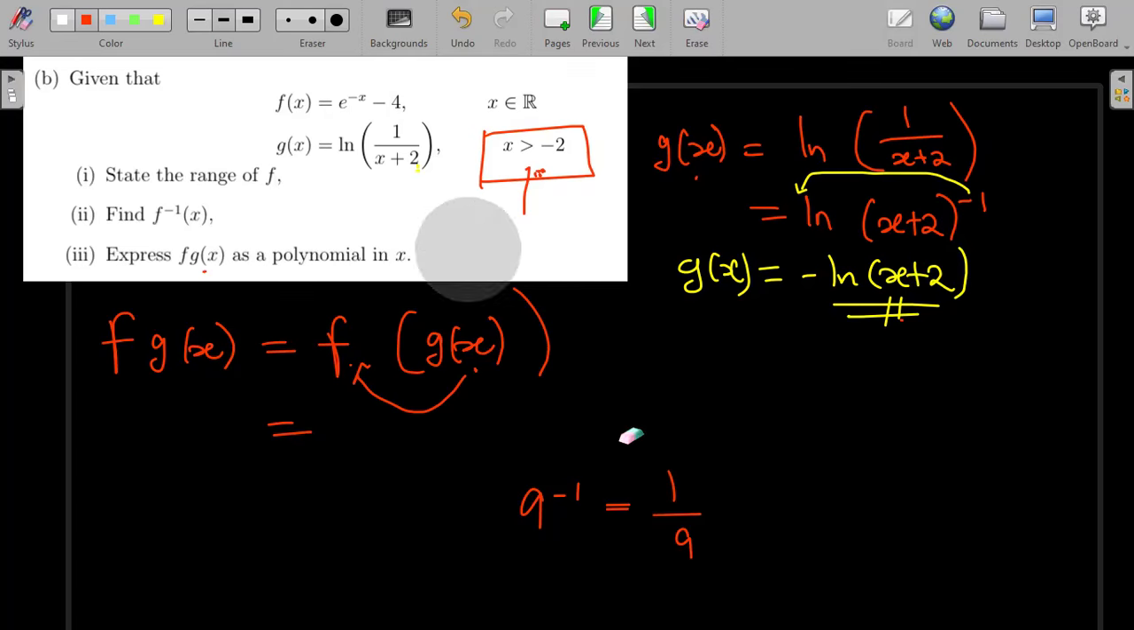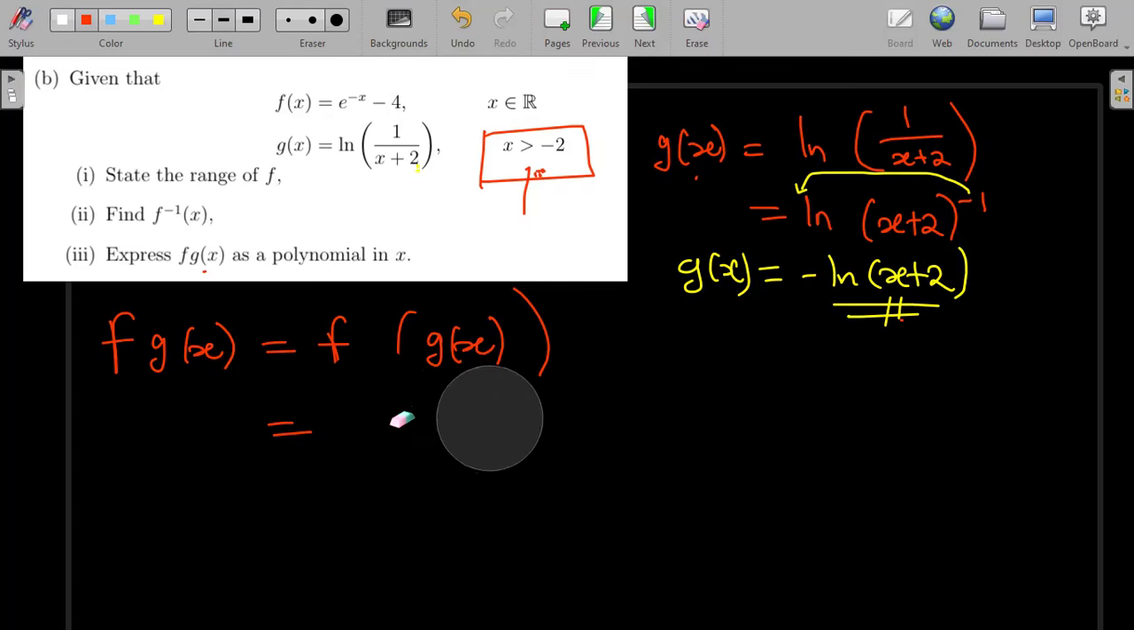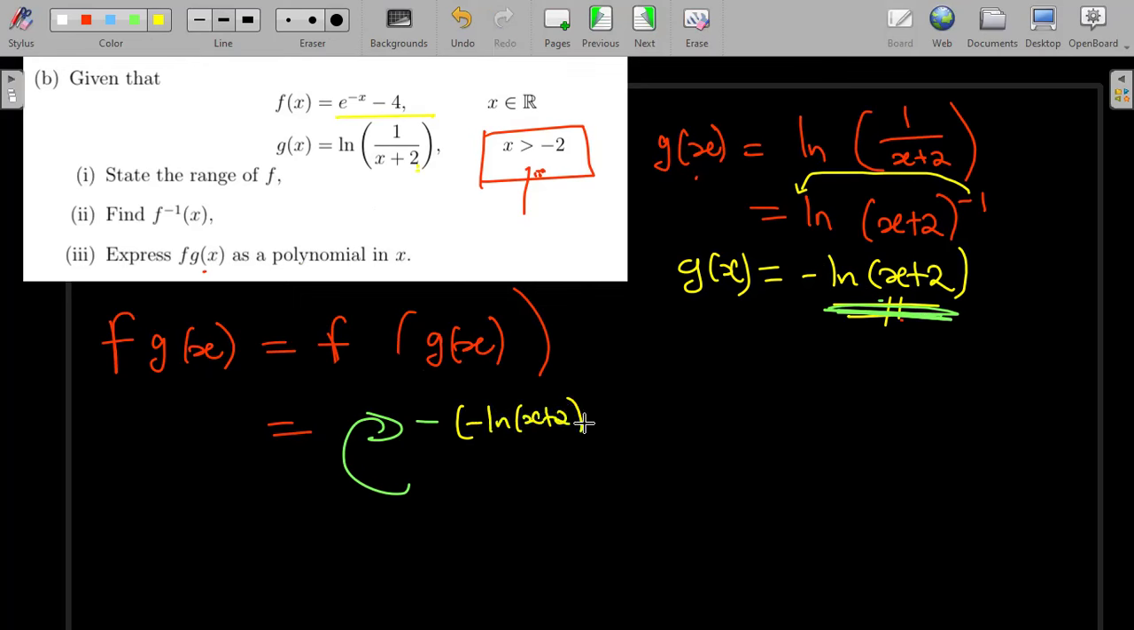So now what we're going to do is that in the function f, remember the function f is this one. Wherever there's x, I'm now putting the function g, but the function g is this one. So it will be e minus, and then where there's x there, I put the function g. So the function g is minus ln x plus 2, and then I have that minus 4 somewhere here. So we see that this will be e, and then negative multiplied by negative, that will be ln x plus 2, and then minus 4.